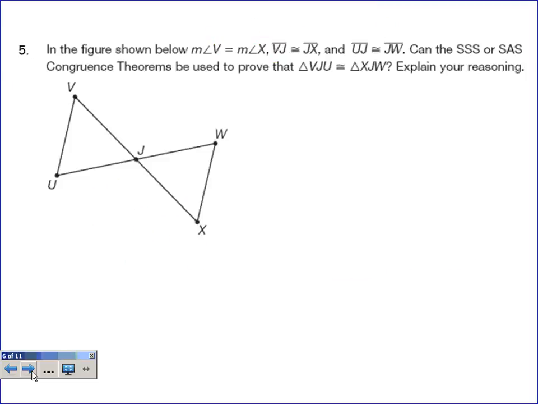Let's try another one. These aren't terrible, but there are so many different combinations that we have to show a lot of examples. In the figure shown below, the measure of angle B, that's this angle, is equal to the measure of angle X. That looks like this angle. VJ, this side, is congruent to JX, that side. And UJ, right here, is congruent to JW.